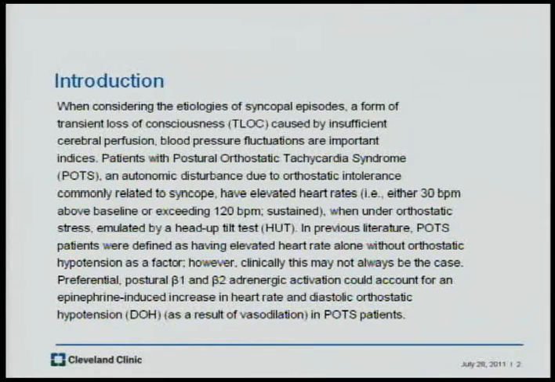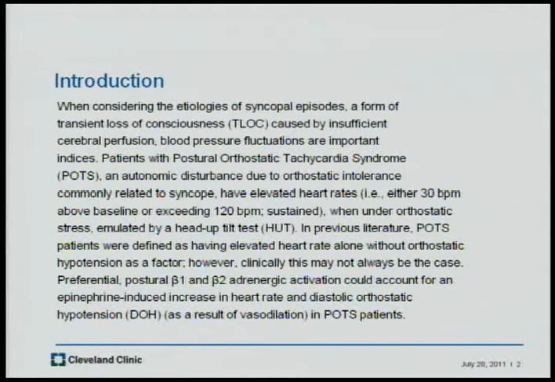Patients with postural orthostatic tachycardia syndrome, abbreviated POTS, an autonomic disturbance due to orthostatic intolerance, commonly related to syncope, have elevated heart rates. That is, either 30 beats per minute above baseline mean or exceeding 120 beats per minute sustained. To answer the inevitable question, yes, a patient can present baseline POTS, that is, a heart rate exceeding 120 beats per minute during baseline readings. However, this was not the case for any patients within this study.